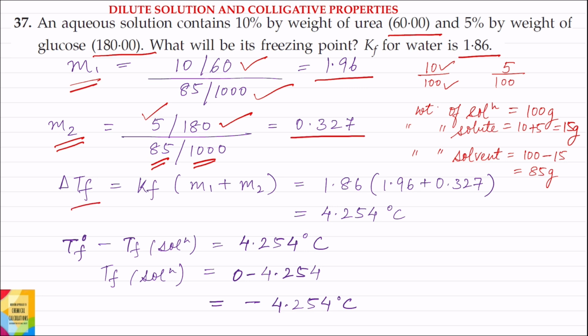Now delta Tf of this solution containing urea and glucose, that is depression in freezing point of this solution containing urea and glucose, will be equal to Kf into, in brackets, molality with respect to urea and molality with respect to glucose, and this is equal to 1.86 into, in brackets, 1.96 plus 0.327. Solving, the depression in freezing point will be equal to 4.254 degrees centigrade.